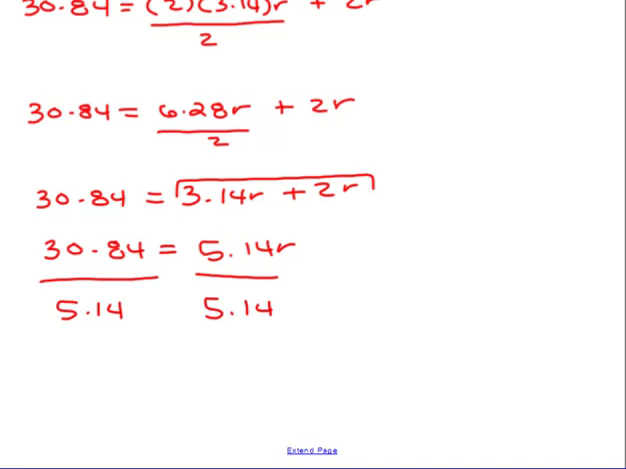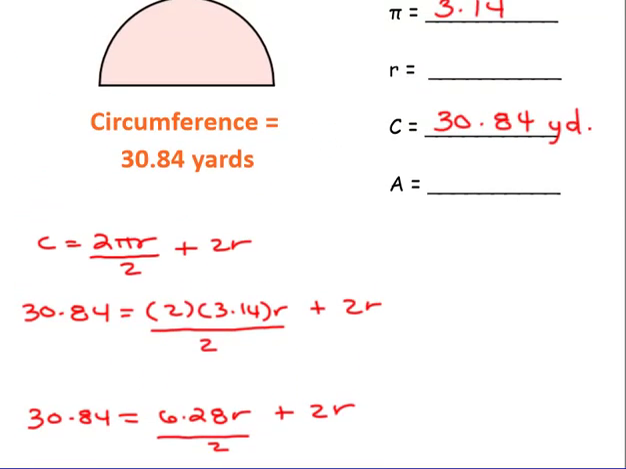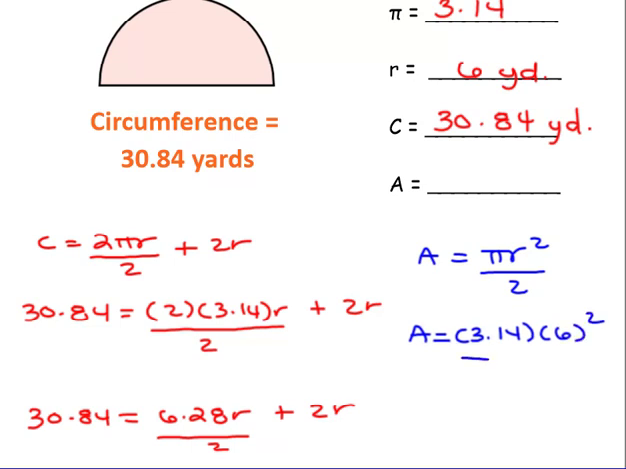So 30.84 divided by 5.14 will give us a radius of 6. So if my radius is 6 yards, I'm also asking you here for the area. So area equals pi r squared divided by 2 because it's a half circle. Area equals 3.14, the radius is 6, squared, divided by 2. Area equals 3.14, 6 squared is 36, divided by 2.